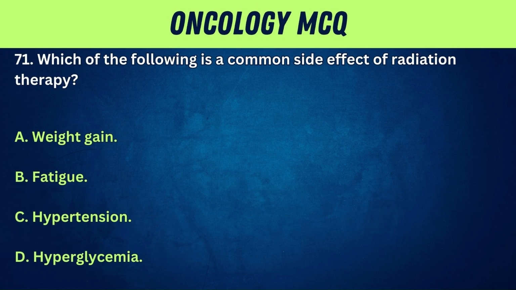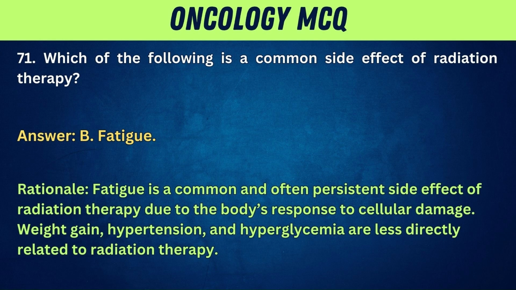71. Which of the following is a common side effect of radiation therapy? A. Weight gain. B. Fatigue. C. Hypertension. D. Hyperglycemia. Answer: B. Fatigue. Rationale: fatigue is a common and often persistent side effect of radiation therapy due to the body's response to cellular damage. Weight gain, hypertension, and hyperglycemia are less directly related to radiation therapy.